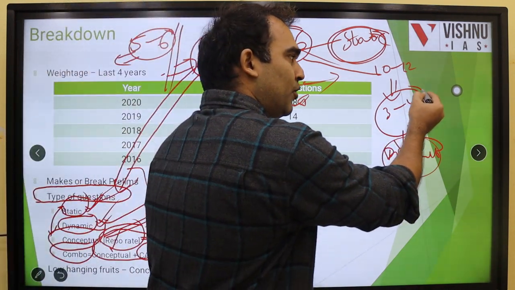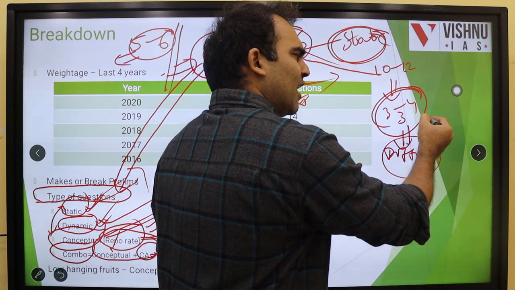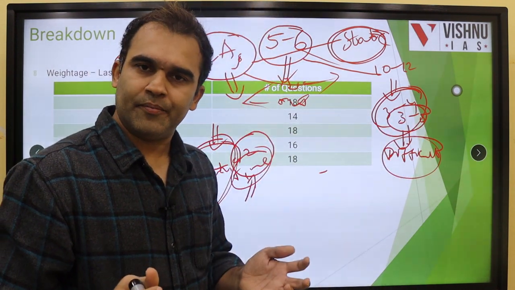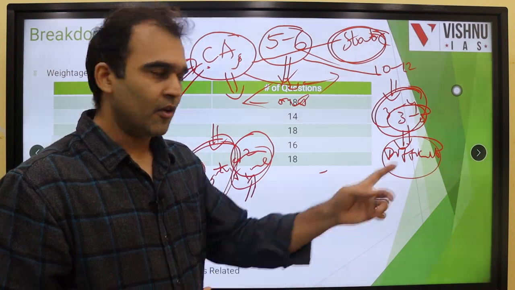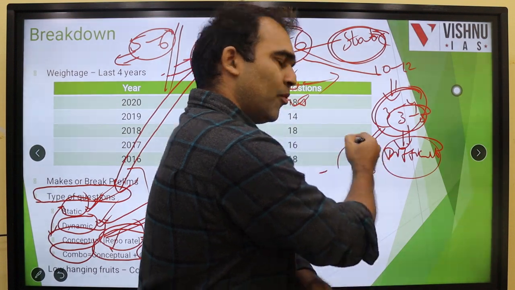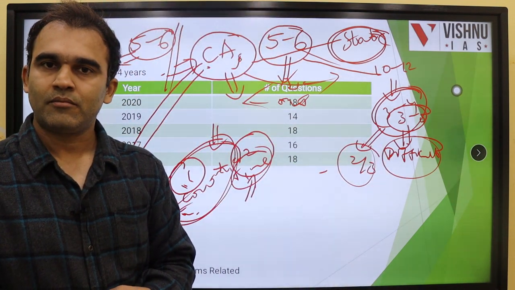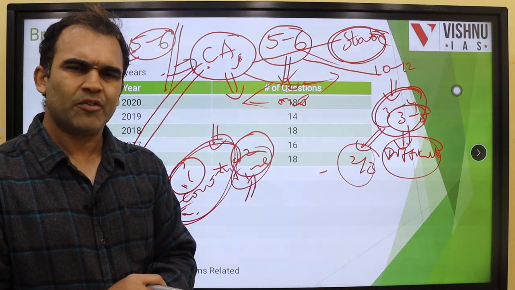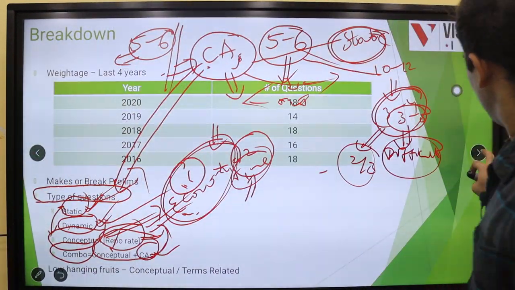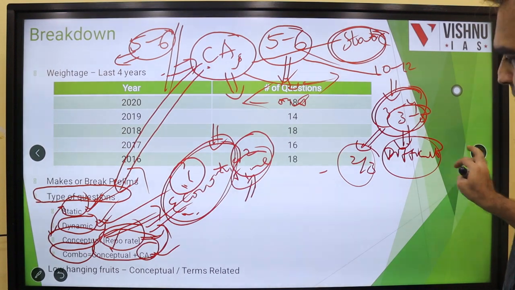Out of these 3 to 4 or 3 to 5 questions, I'm not saying you should be able to do all of them, because it will be very difficult. 2 or 3 questions, you have to leave them. If you are able to answer them, well and good. But 2 or 3 questions are miscellaneous questions. They'll be very difficult. In fact, in the next slide, we are going to see the same.